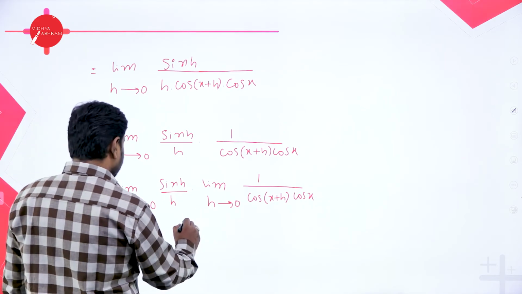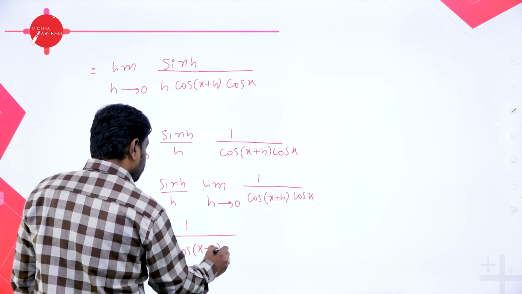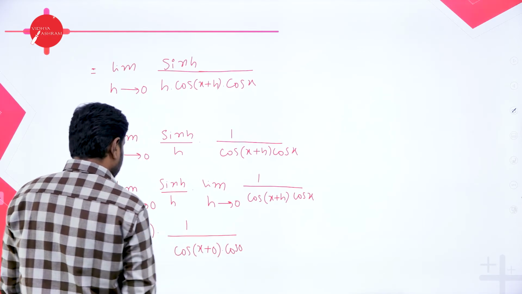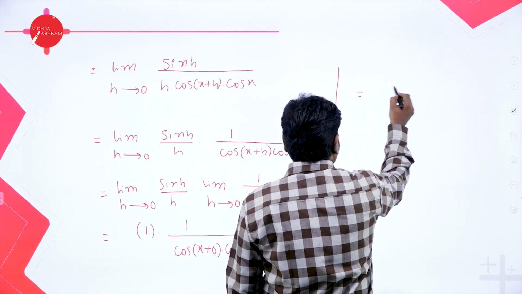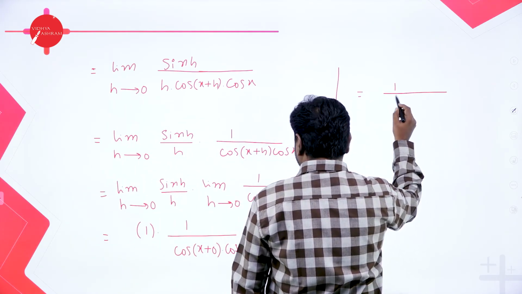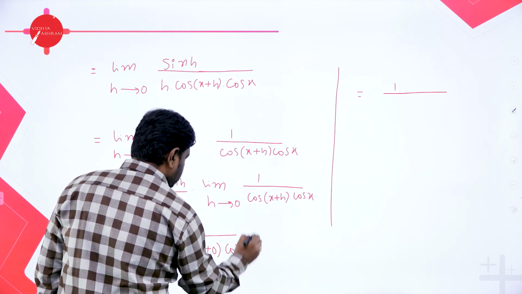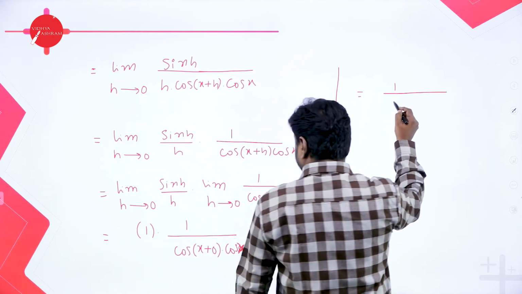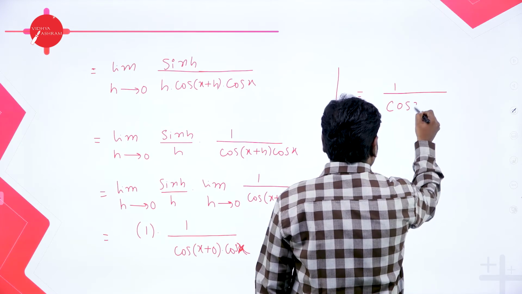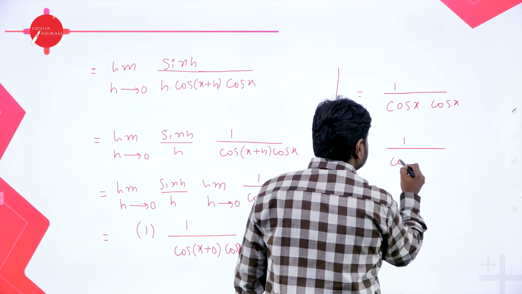Now in the place of h put 0, it will become 1 by cos of x plus 0 into cos x. The ones are 1 divided by the denominator. In the place of h we should put 0. Here cos x will be as it is. Here h is there, I made it 0, cos x will be as it is. So I will be left with 1 by cos of x plus 0, which is cos x, into cos x. 1 by cos x into cos x is cos square x.